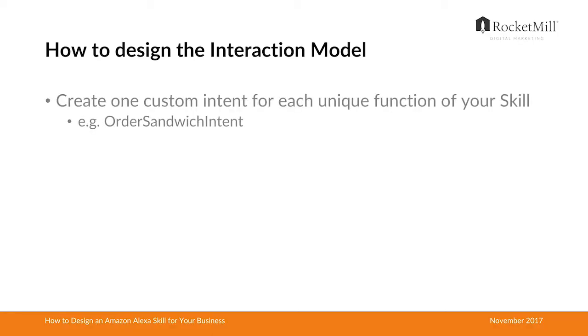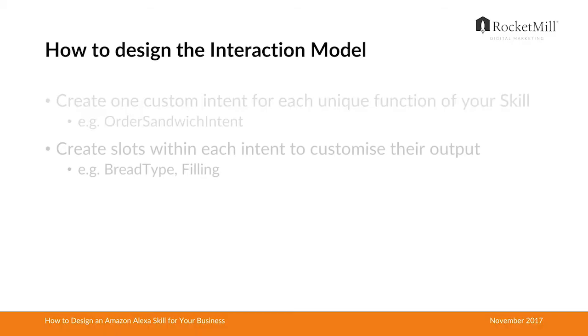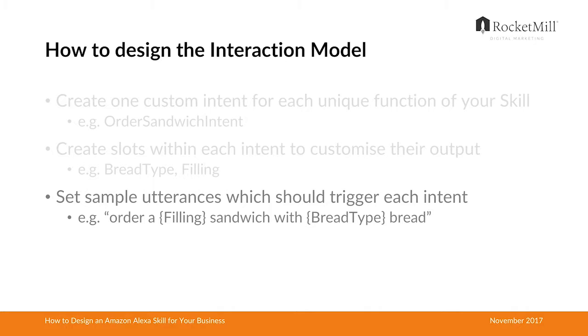So the first thing to consider is to create one custom intent for each unique function of your skill. So I don't know, if we were a sandwich shop, we might create an order sandwich intent. And then within each intent, you need to create slots to customize their output. So if you're ordering a sandwich, you want to probably specify the bread type and the filling. Set sample utterances, which should trigger each intent. So in this case, order a filling sandwich with bread type bread.